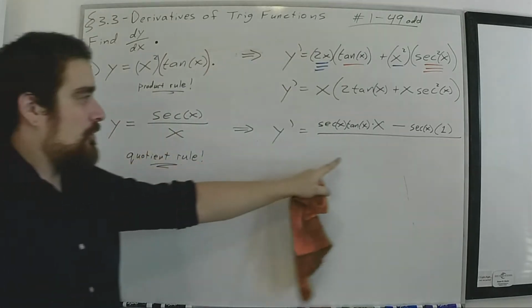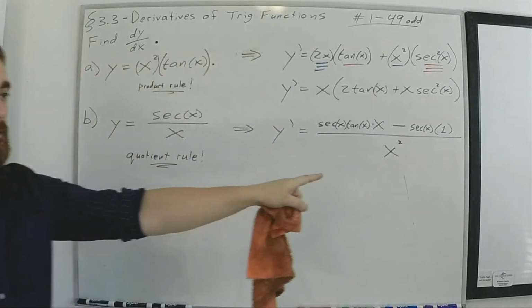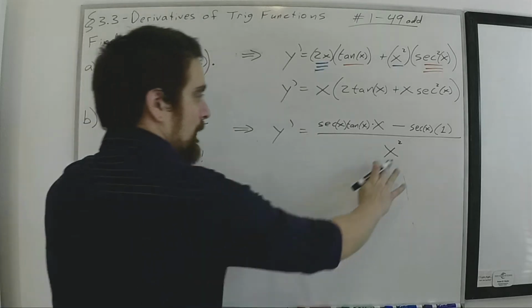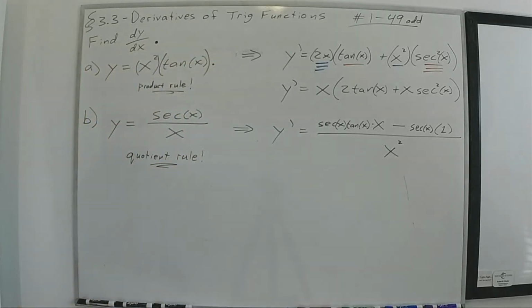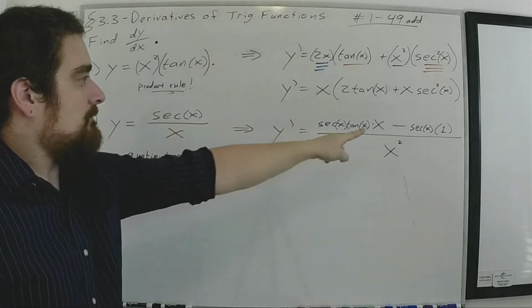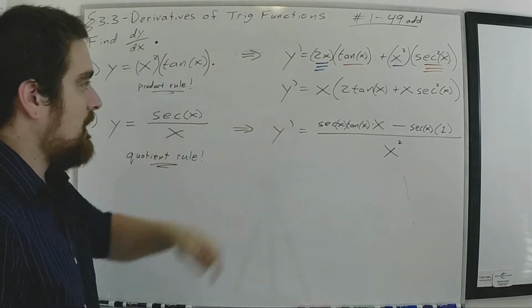And then don't forget, quotient rule has us square the original denominator function. So it's not going to be anything that I have to do to differentiate this or anything. I just square it and write it downstairs. All right, so derivative of the top times the bottom minus the top times the derivative of the bottom, which is just 1, all over the bottom squared.